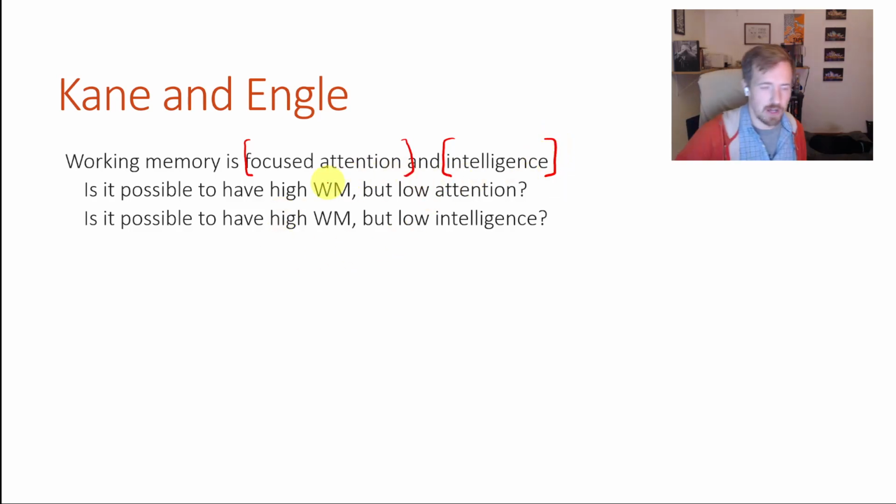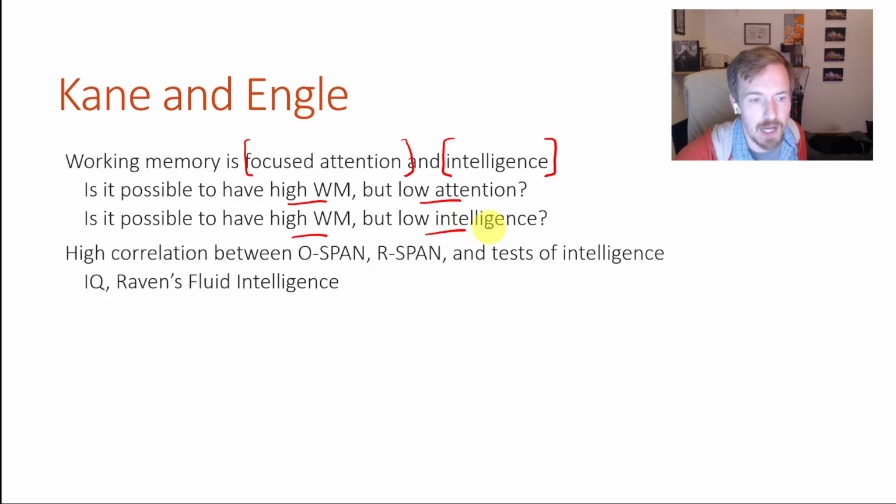So their whole thought experiment was, is it possible to have a high working memory but low attention? And their answer was probably not. And then, is it possible to have a high working memory but low intelligence? And their answer again was probably not. And this is part of the reason why we have such a high correlation with working memory tasks, like the O-SPAN task, with other measurements of intelligence, like the IQ test or Raven's fluid intelligence.